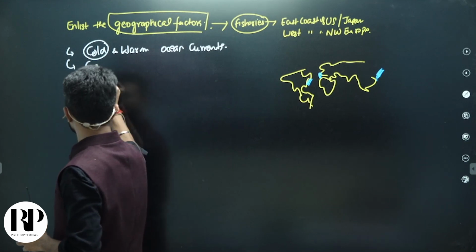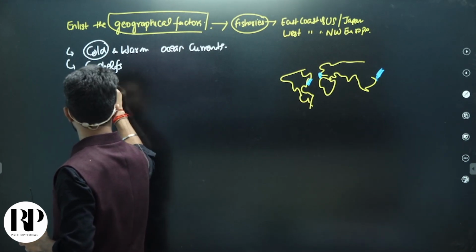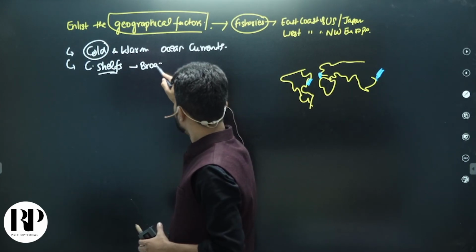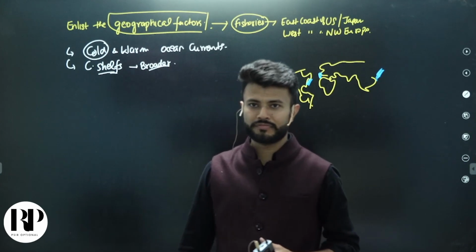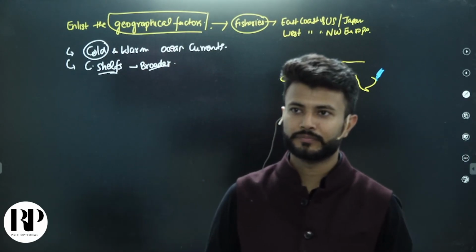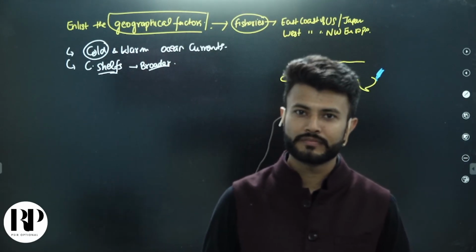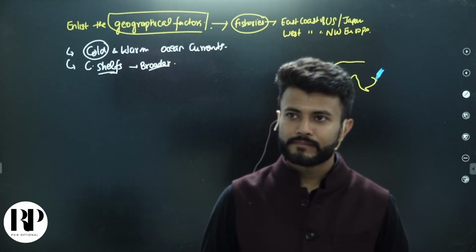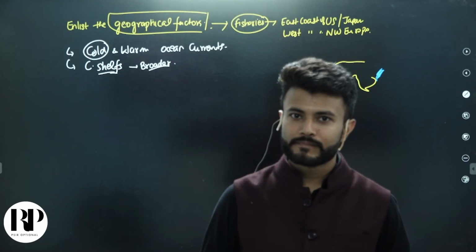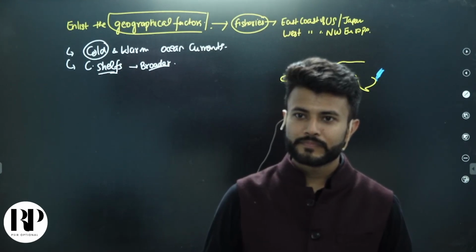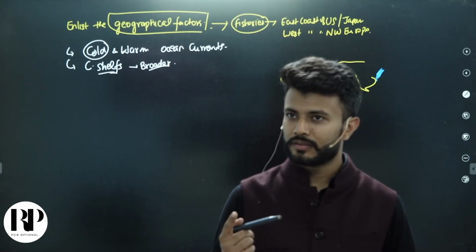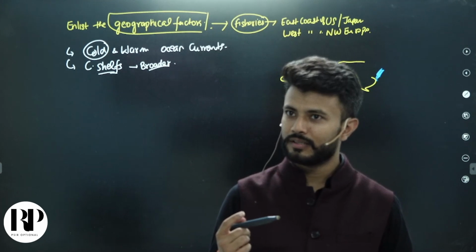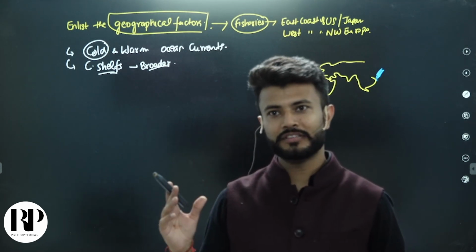Second point, someone said continental shelf. These areas have relatively broader continental shelves. Can someone tell me the reason why these areas have broader continental shelves? Anyone? Basically it is formed due to the sediments of the sea. No, no. Okay, hint: the answer lies in the plate tectonics theory.